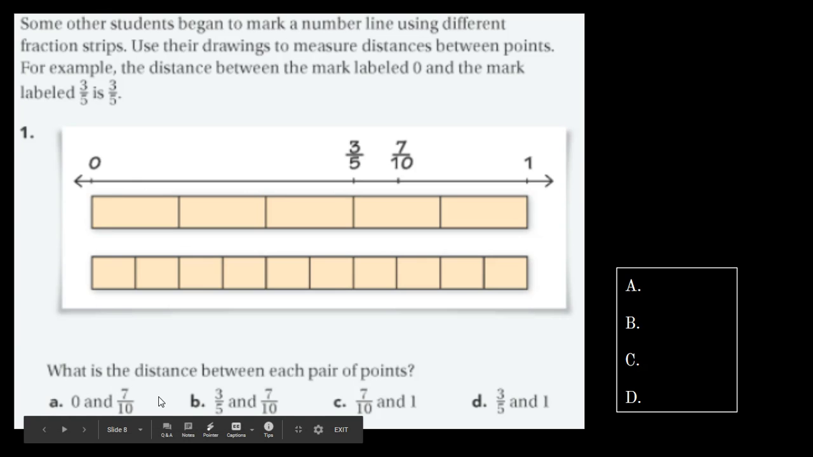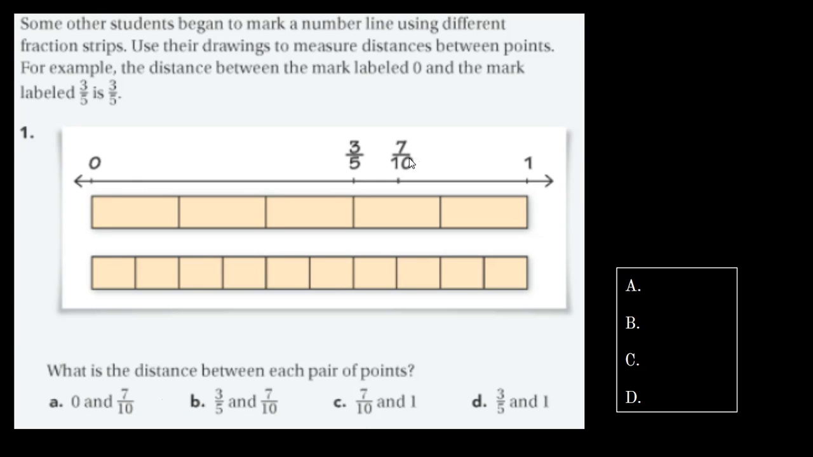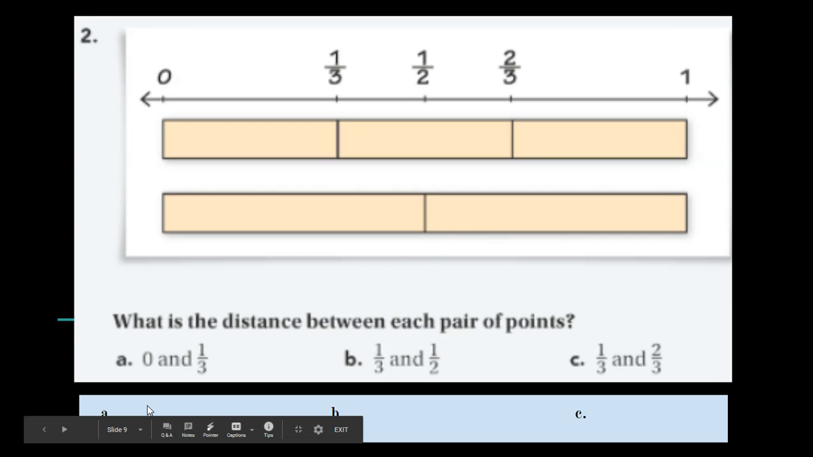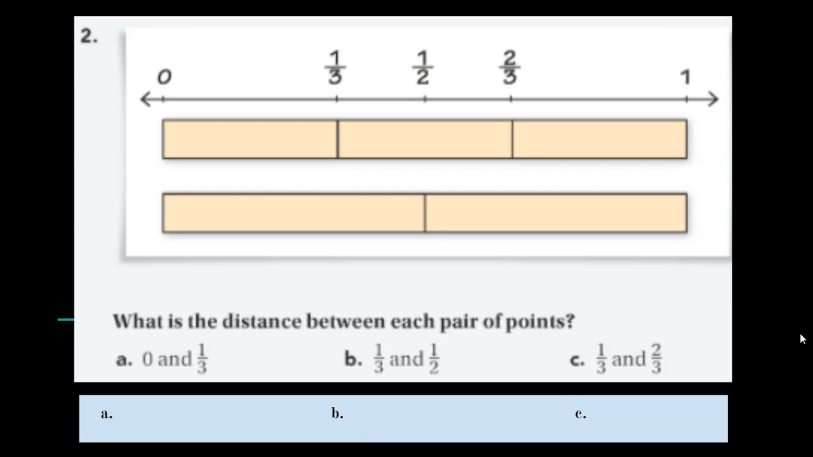They're asking you to give the distance between 0 and 7/10, the distance between 3/5 and 7/10, the distance between 7/10 and 1, and then the distance between 3/5 and 1, and you can go ahead and record those right here. What is the distance between each of these points? So between 0 and 1/3, you'll type that in this text box here, between 1/3 and 1/2, and then the distance between 1/3 and 2/3. And this one is talking all about distance.